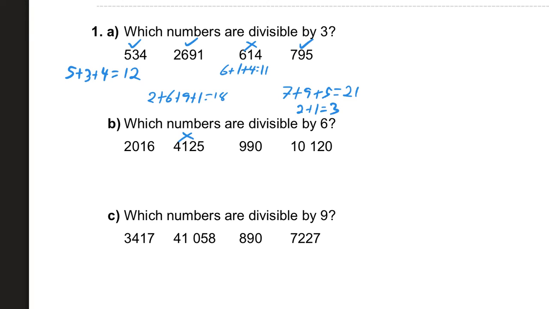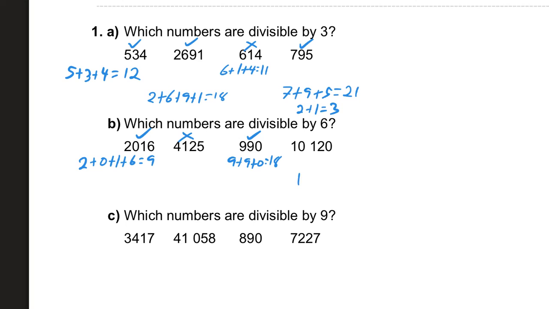So next we have to do the same thing. We just add all the digits up. 2 plus 0 plus 1 plus 6. Well, 2 plus 1 is 3 plus 6 is 9. That is a multiple of 3 and it's even, so it's divisible by 6. Then we have 9 plus 0 is going to be 18. 6 fits into 18 3 times, so that works as well. That's divisible by 3 and 2. Therefore, it's divisible by 6.